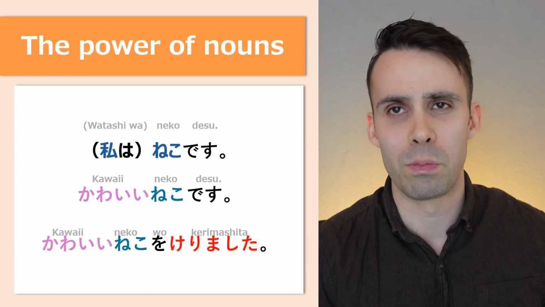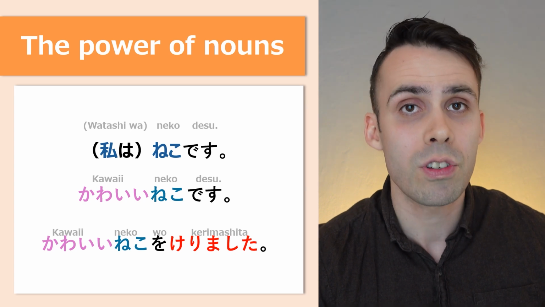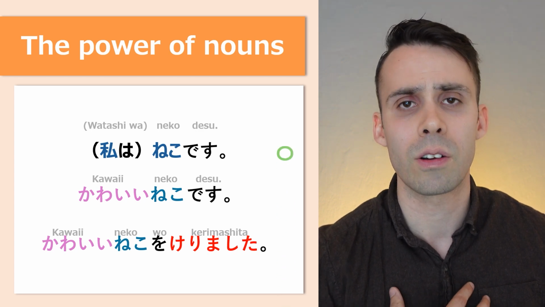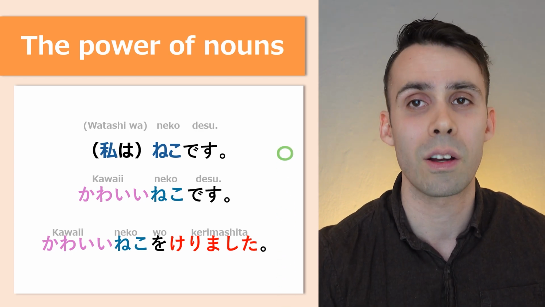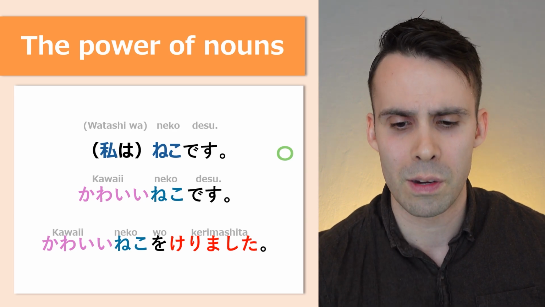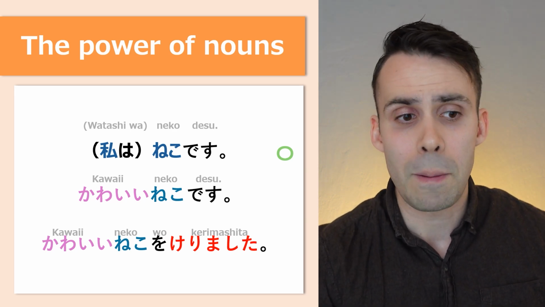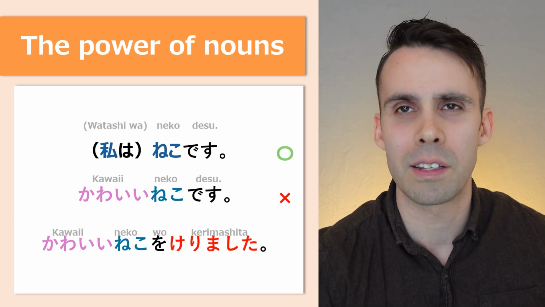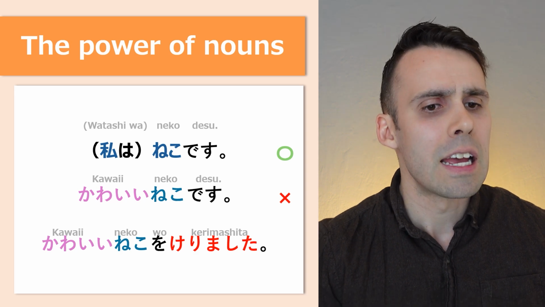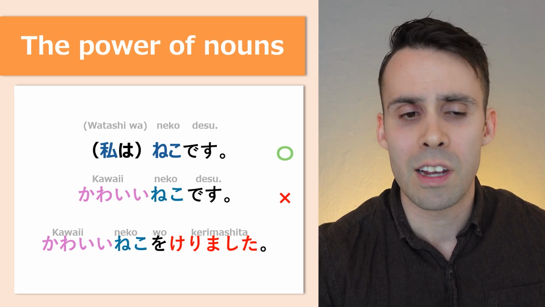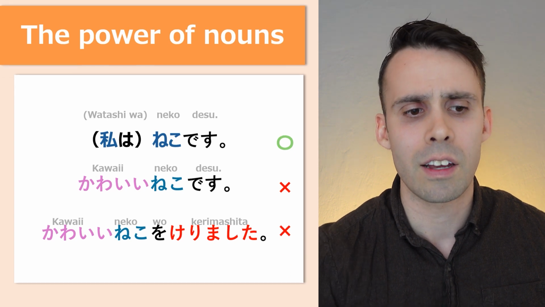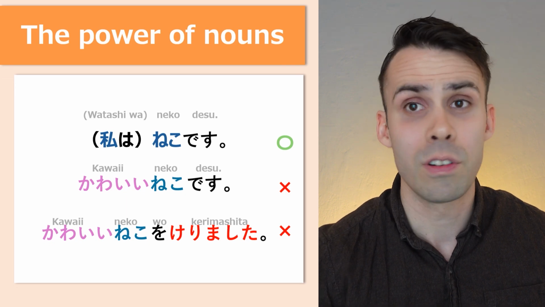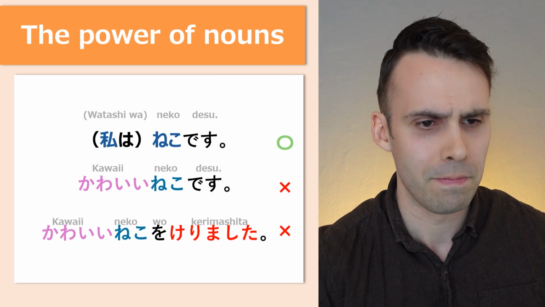Looking at the power of nouns a little bit and what you can be expected to be able to say after this lesson. Here it is. So you can say something like, watashi wa neko desu, I am a cat. Or you can simply say neko desu if it's understood from context that you're talking about yourself. You cannot say kawaii neko desu, which means cute cat, or you are a cute cat depending on the context and your hobbies, because we haven't learned adjectives yet. And you cannot say kawaii neko o kerimashita, I kicked a cute cat. And in all honesty, you probably shouldn't say something like that, at least not in earnest.